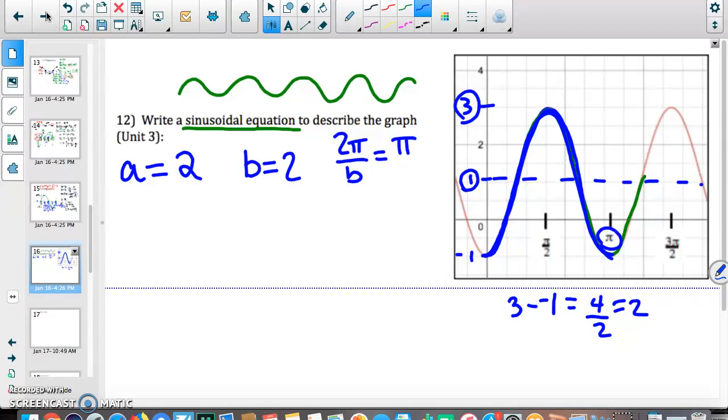All right, and then what about my k? What about my vertical shift? Usually my midline is at 0. Now it's shifting up 1. So my k is a +1.